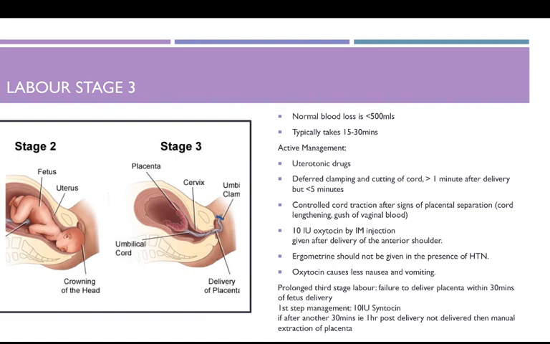Okay, stage 3. This is the delivery of the placenta. Typically it takes 15 to 30 minutes. Normal blood loss is less than 500 mils. Anything above that is considered postpartum hemorrhage.